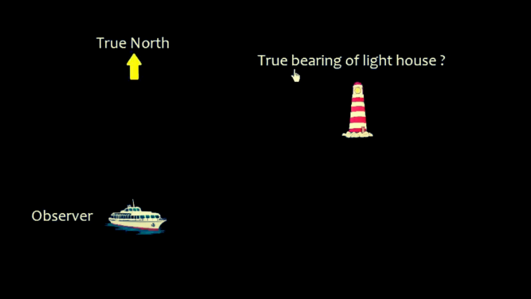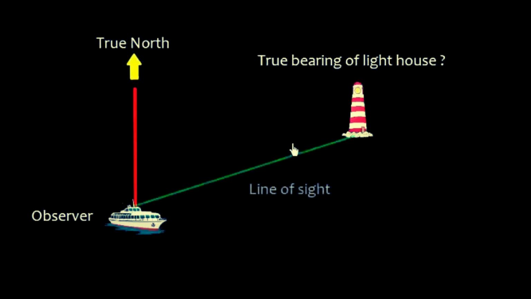In this video, I'm going to explain what is a true bearing of an object. Suppose this is a lighthouse and we need to find the true bearing of the lighthouse, and we are on the ship. So this is the observer here and this is true north. This direction is true north from the observer, and this is the line of sight of the object from the observer. So this angle is going to be the true bearing of this lighthouse.